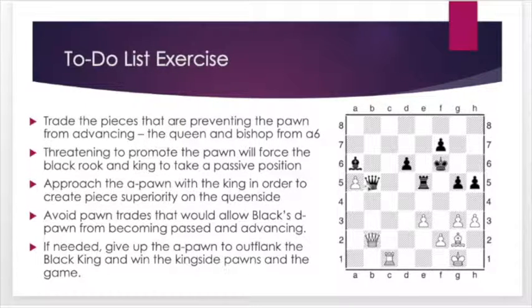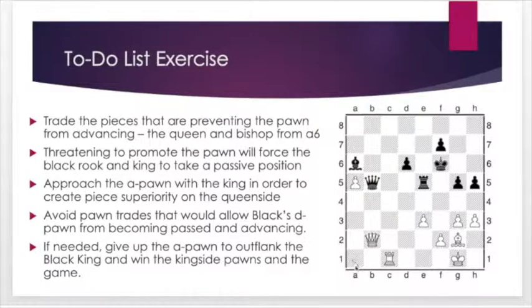We're going to need to move the king to be able to actualize that attack. So at any rate, we need to take care of the pieces that are preventing this pawn from moving forward. We can say that this bishop and this queen are definitely preventing this piece from moving forward. Next, we need to put our rook behind the passed pawn, right?